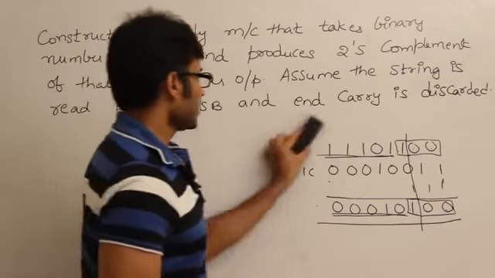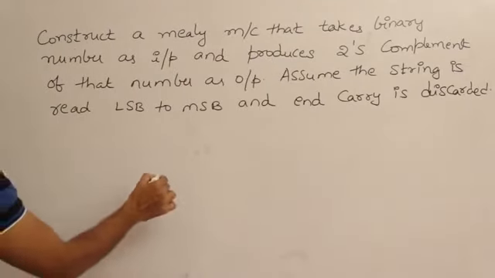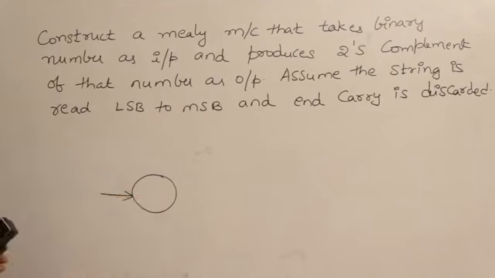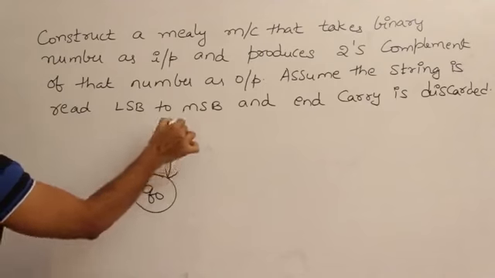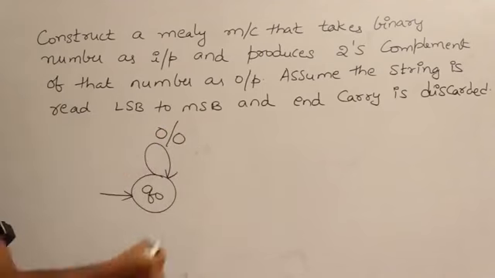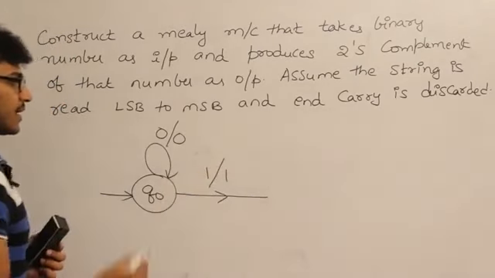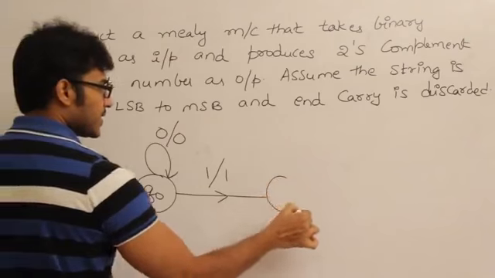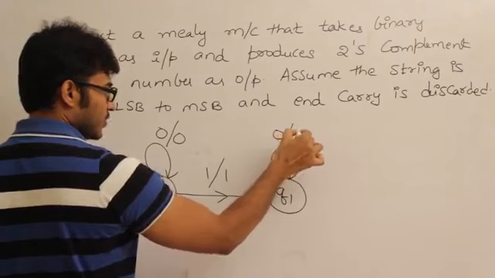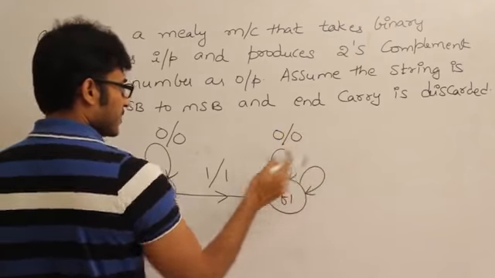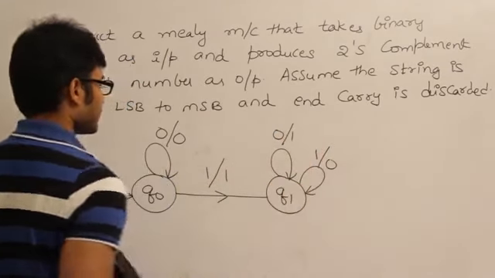Okay, so now let's construct the Mealy machine for this. The Mealy machine will look like this. I'm assuming that I'm reading from the LSB. So initially I'll be in state Q0. In this state I'll be seeing zeros and I'll be leaving them as zeros. Whenever I see a 1, I'll remember that I have seen a 1, print 1, and go to the next state, and this state will complement everything, which means if I get a 0, 1 is printed, and if I get a 1, 0 is printed, right?